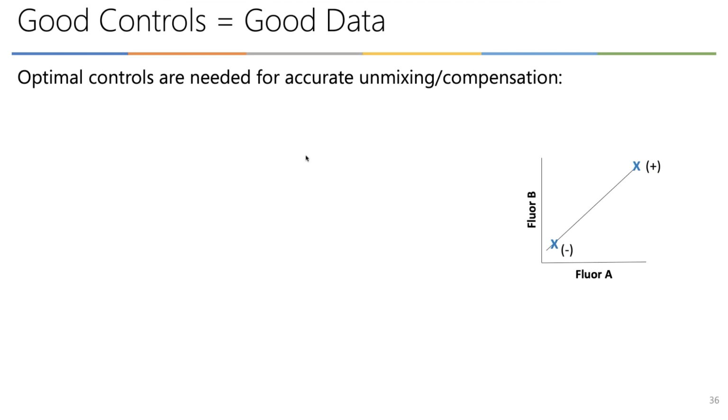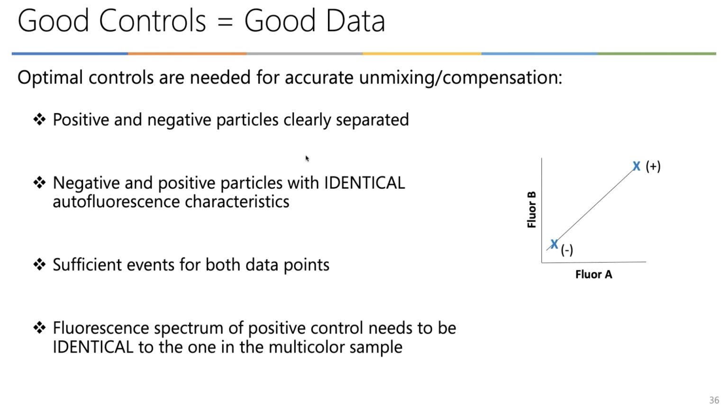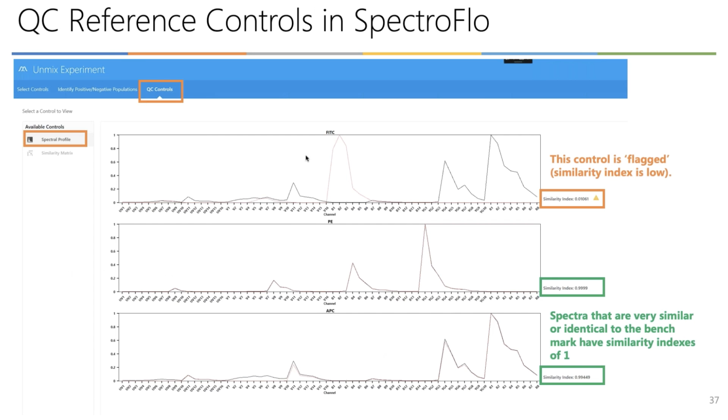Now we need to test it. And unfortunately, I'm running out of time, but in order to get good data, the only possible way to achieve this in a conventional cytometer or in a spectral cytometer is to have good controls. How good? The best possible controls that you can. Don't take shortcuts. We need to make sure that we follow the basic rules that every flow cytometrist knows: that the controls are well separated, that we collect enough events, and that the control is a good control for the spectrum of the multicolor sample.